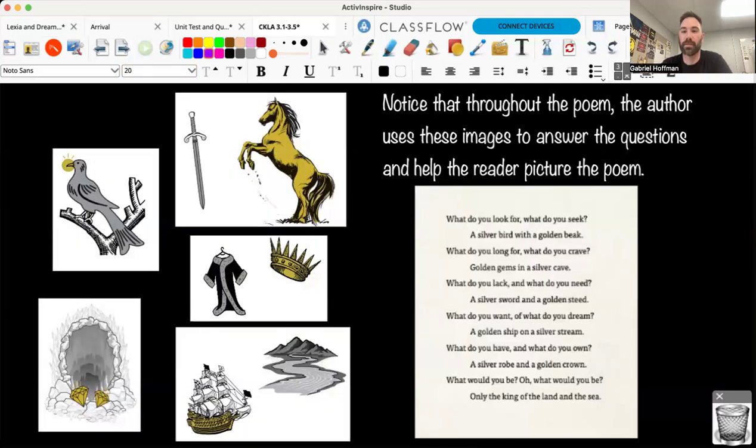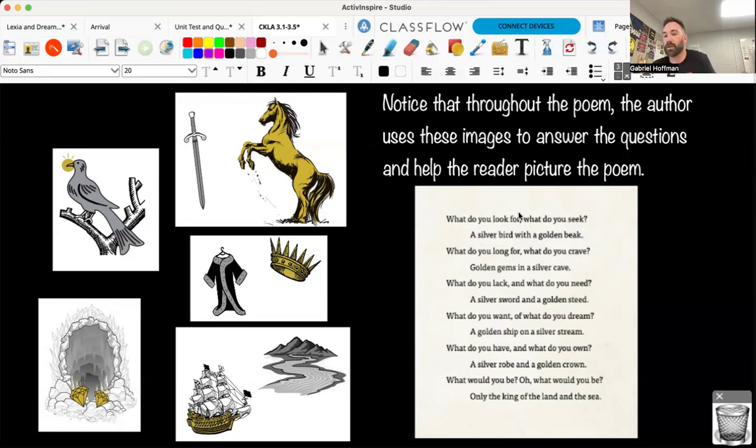Another thing you may notice in the poem is that the author uses images to answer the questions and help the reader picture the poem. So if you're looking at the poem, the images are over on the left. All the things the author has in here are an answer to the question at the top, and he's using imagery to help you picture what he's describing in each question.